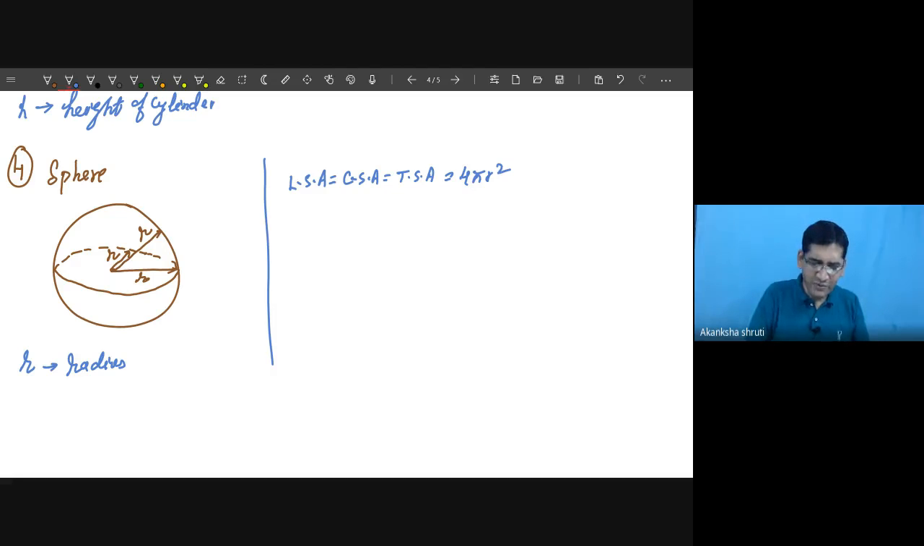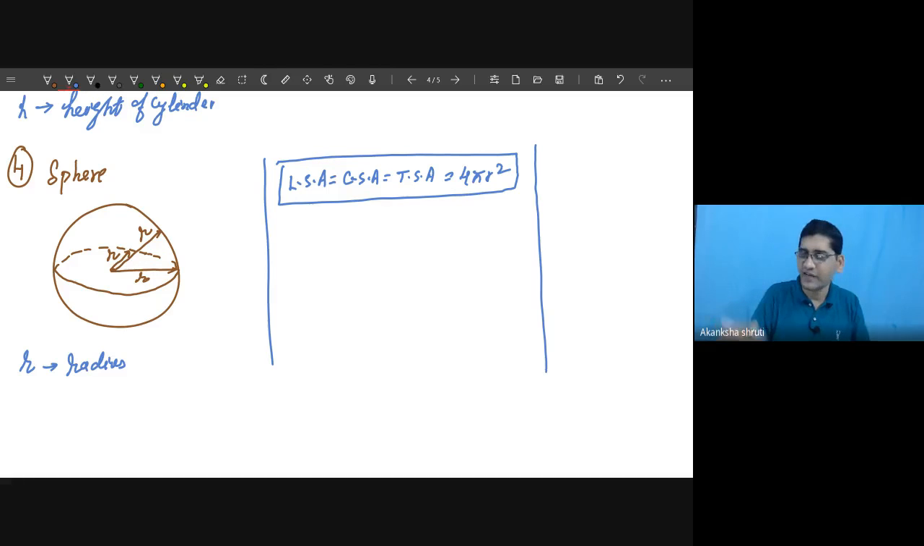So in this case, we have to keep in mind that whether we say the lateral surface area or curved surface area or total surface area, everything is always equal. It is this way. And volume is obtained by 4 by 3 pi r cube.